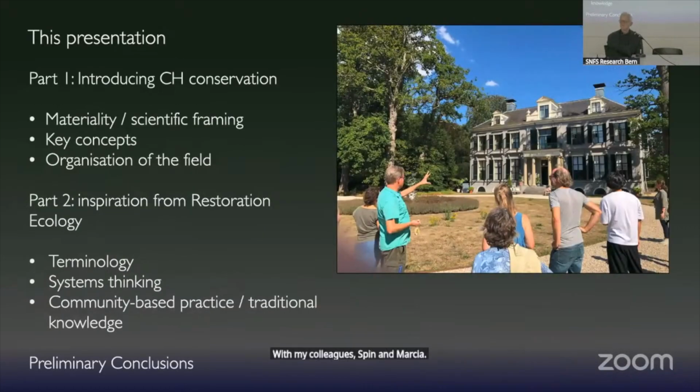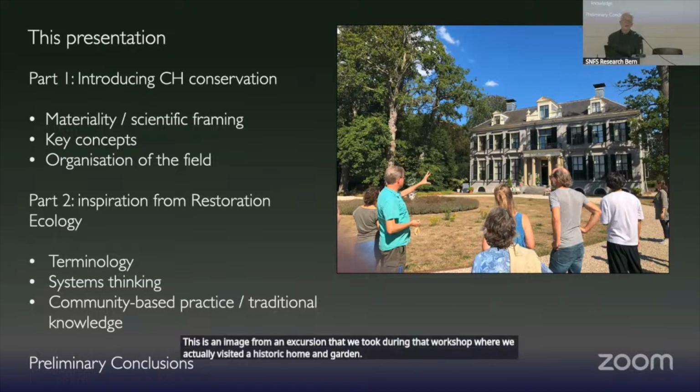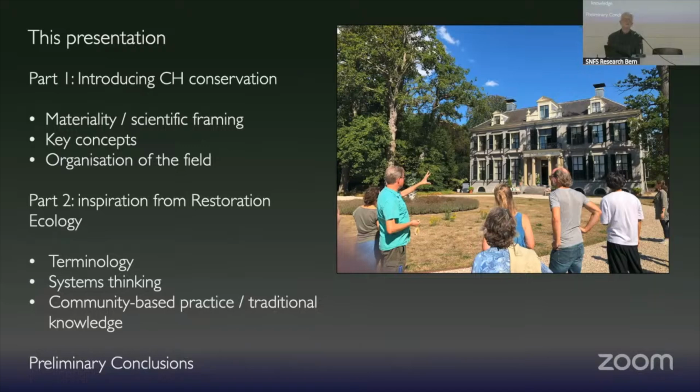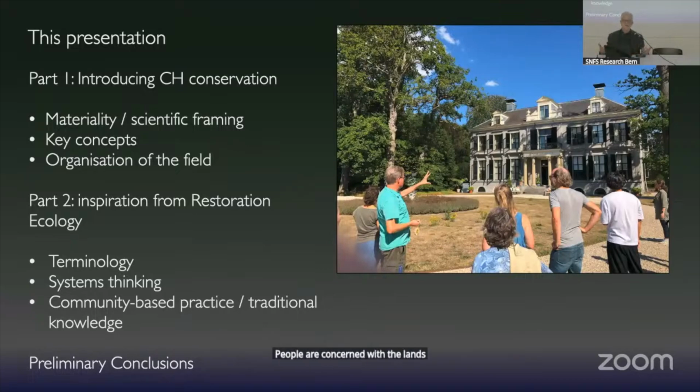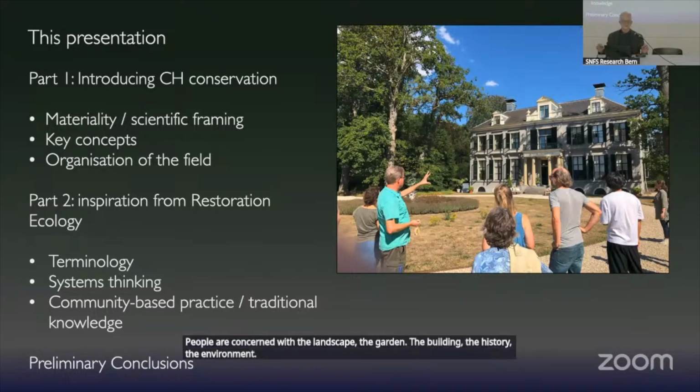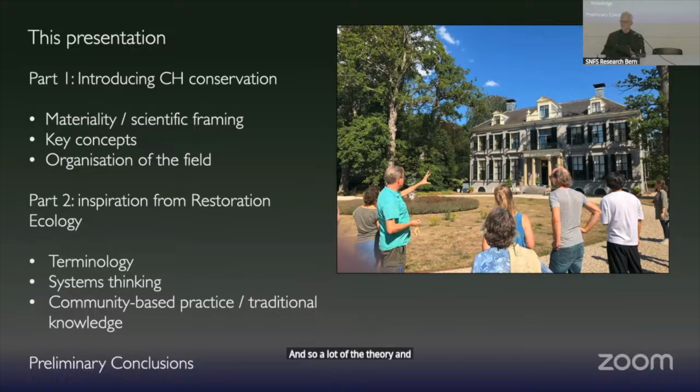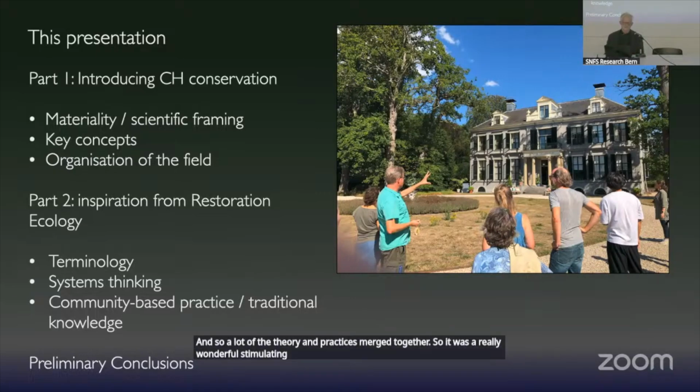This is an image from an excursion that we took during that workshop where we actually visited a historic home and garden. And just the visit led to a lot of discussions about how historic homes and gardens are where it all comes together. People are concerned with the landscape, the garden, the building, the history, the environment. And so a lot of the theory and practices merged together. So it was a really wonderful, stimulating place to visit.